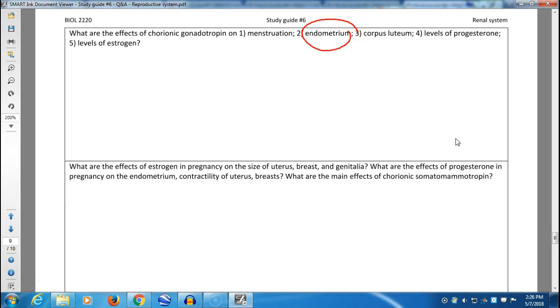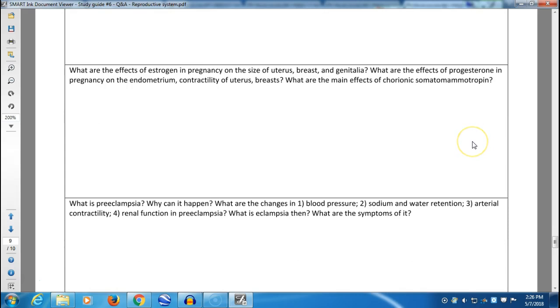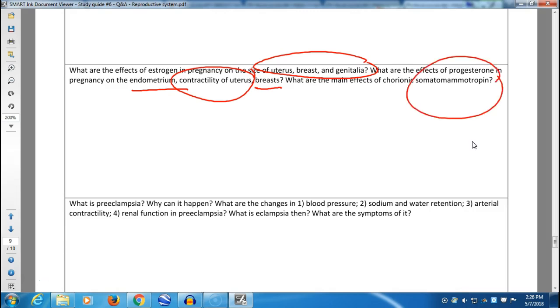Healthy endometrium, stops menstruation, maintains corpus luteum, elevates progesterone and estrogen. So estrogen increases sizes of uterus, breast, and genitalia. Progesterone decreases uterine contractility, prepares breast for lactation, maintains healthy endometrium. Somatomammotropin, all you need to know, it stimulates the breast development.